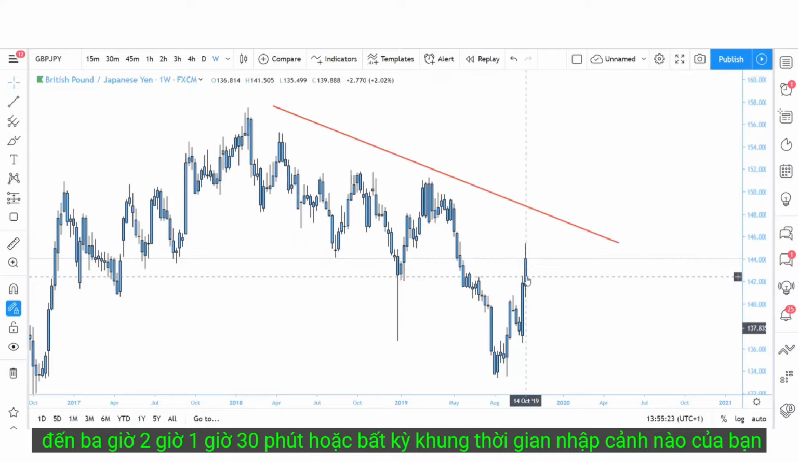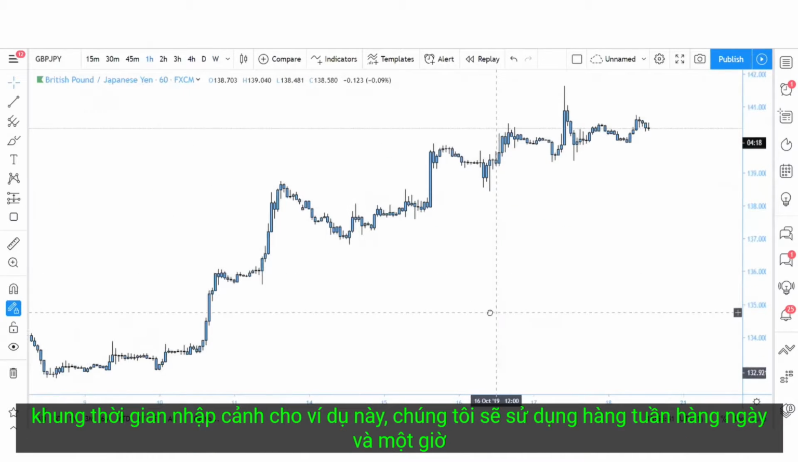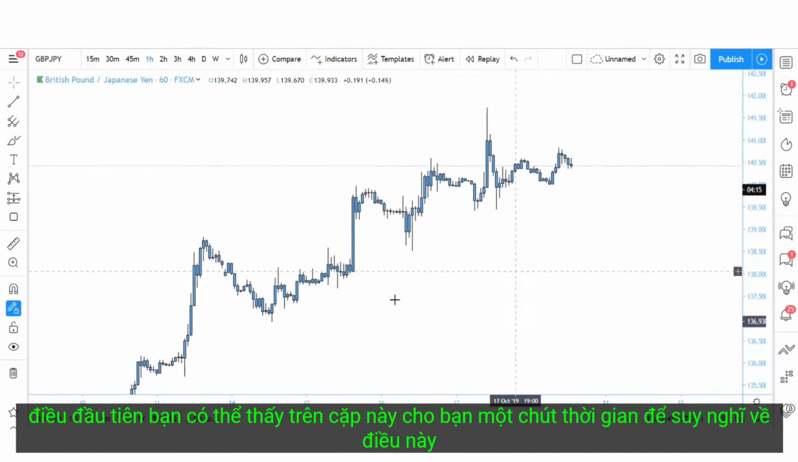With that being said, firstly, if we're looking for sales on this pair and we move down to, let's say, our entry time frame, for this example, we'll use weekly, daily, and 1 hour. What is the first thing you can see on this pair? I'll give you a second to think about this. What is the first thing you can see? Clear uptrend. What are you selling into?